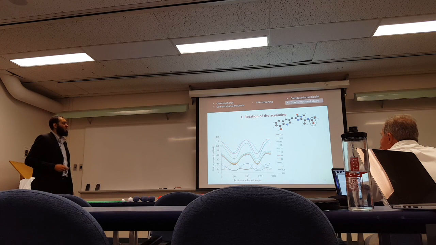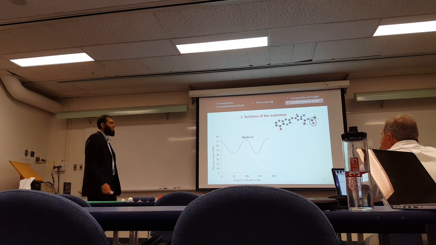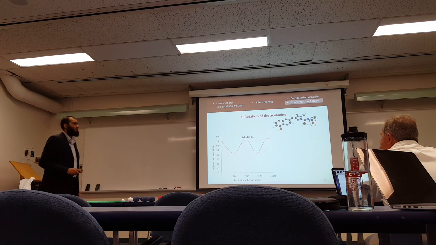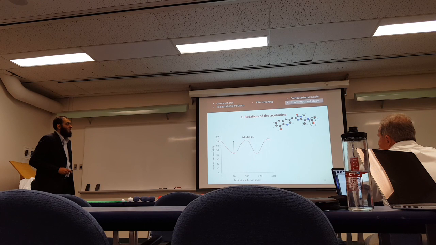We see that it's having an oscillatory trend that goes from maximum when it's planar to minimum when it's perpendicular. Let's focus on one of these, which is model 21, the one I have up there. And let's look at the difference that we're having here. We're having a change from 70 to 40 GM. So this is a huge change.